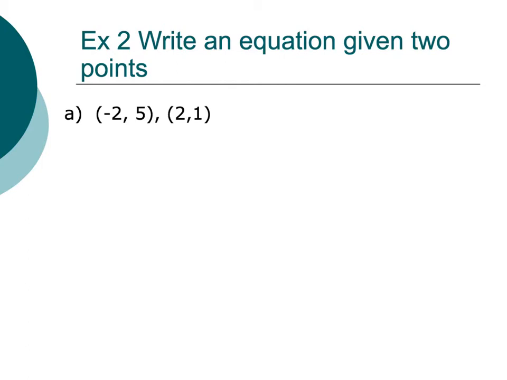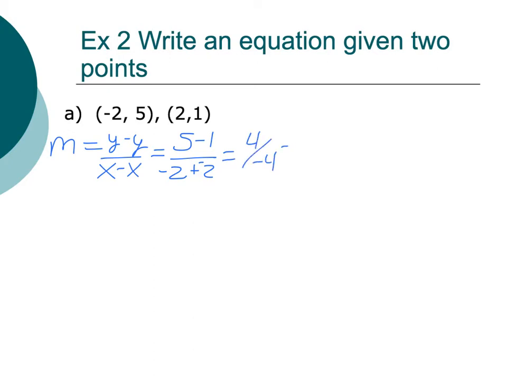Well, in the last example, I at least gave you your slope. May not have given you your y-intercept, but I at least gave you your slope. Here I'm not giving you either one. But you know how to find slope. You know that slope is y minus y over x minus x. So that's going to give me 5 minus 1 over negative 2 minus 2, plus negative 2. That's going to give me 4 over negative 4, which reduces down to negative 1.